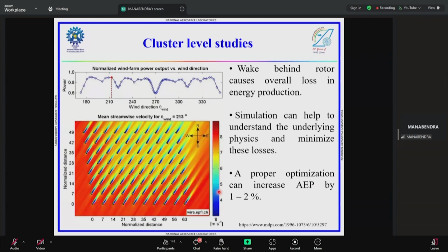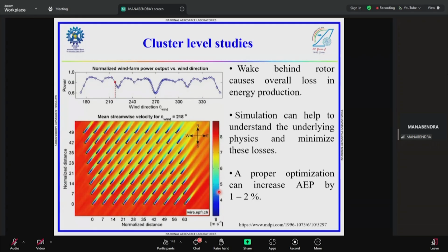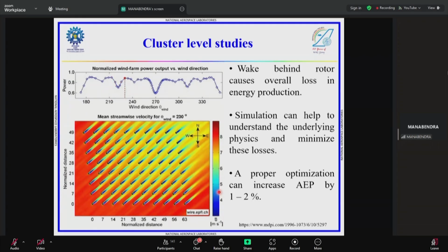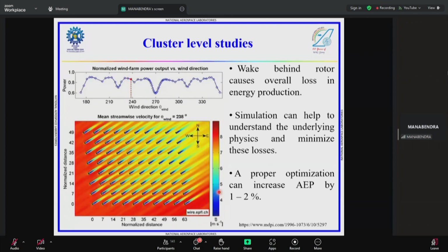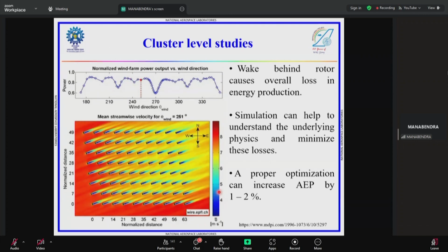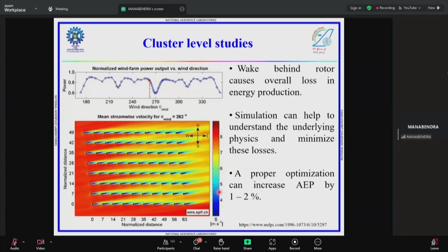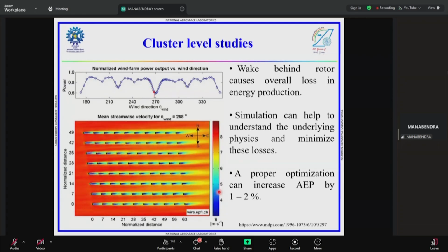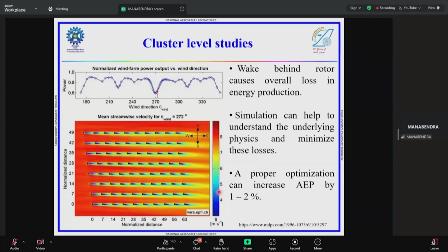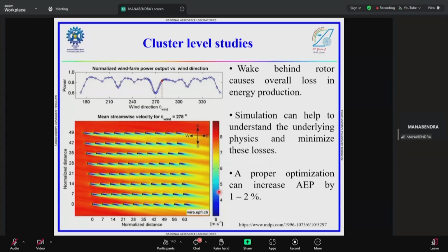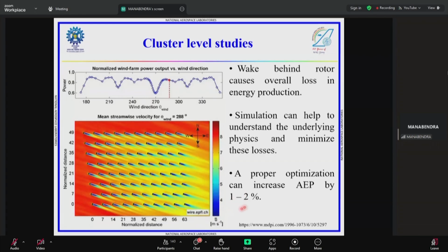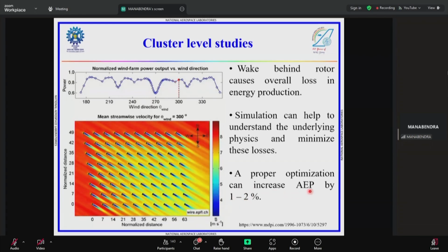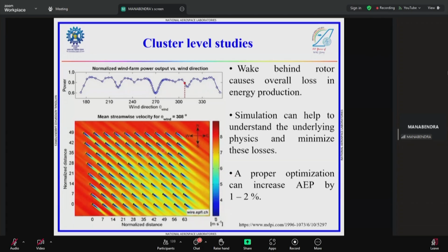And again, at cluster level, CFD can help understand the wake behind the rotors, or the physics underlying the cluster aerodynamics, and then try to minimize these losses using the same CFD frameworks, and try to optimize the annual energy production. So it says that about 1 to 2% of the energy production can be improved if we properly cluster these wind turbines rather than just clustering them in a regular fashion.